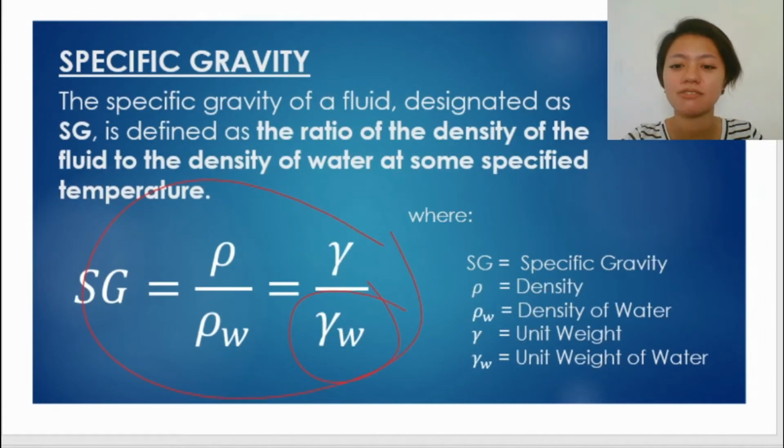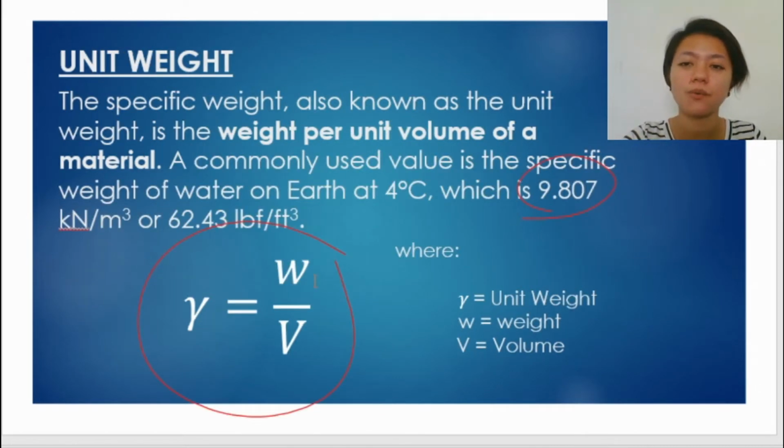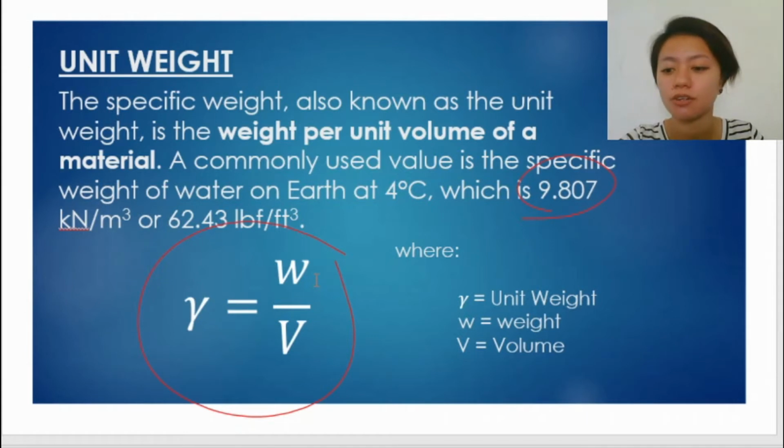So next is specific gravity, the ratio of the density of the fluid to the density of water, or the unit weight of the fluid over the unit weight of water. That's what we need to remember. Then lastly, we have unit weight: weight over volume, weight per unit volume of a material or fluid. So, weight over volume. The formula is short, but it's tricky, because if you interchange them your answer will be wrong. So, let's proceed with our sample problem number 1.